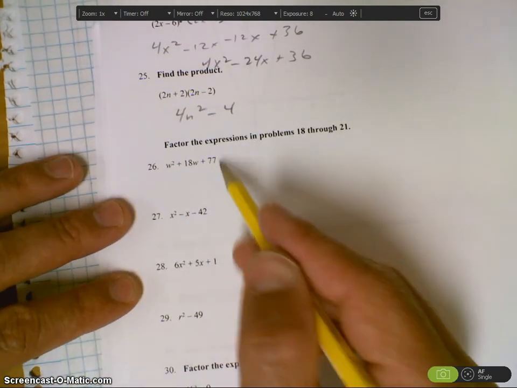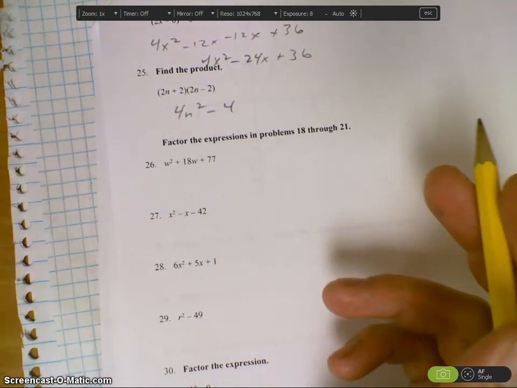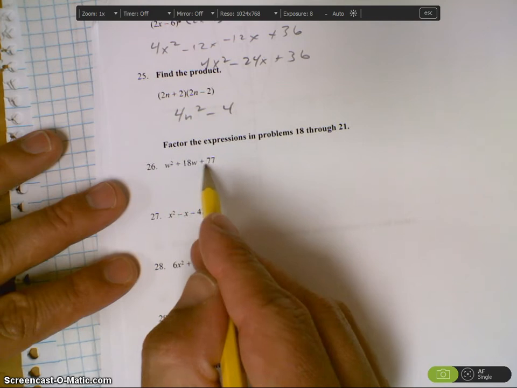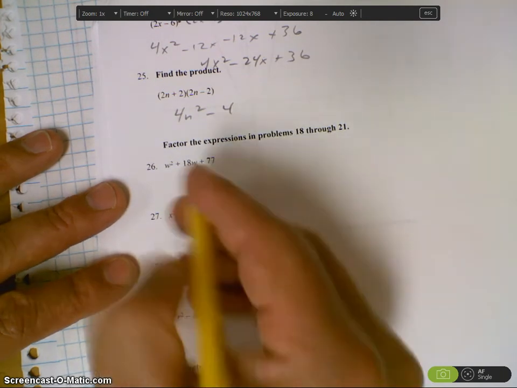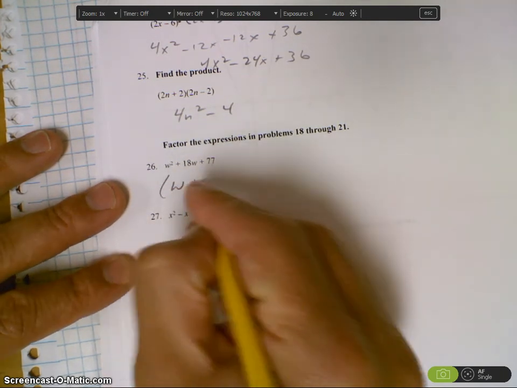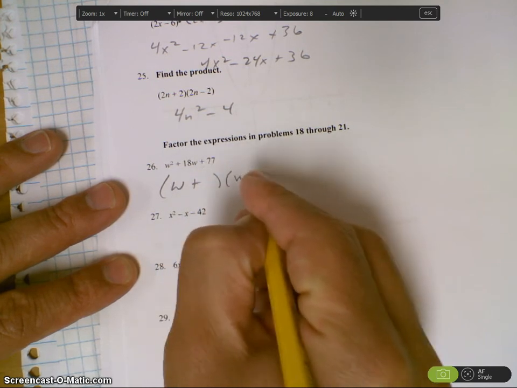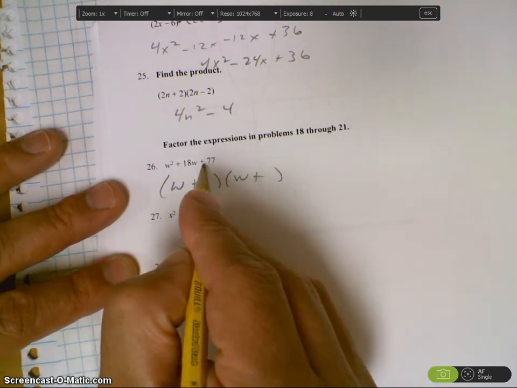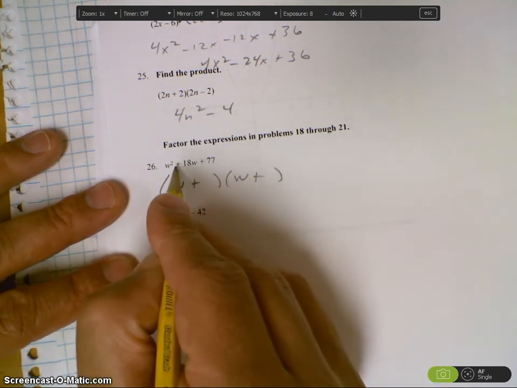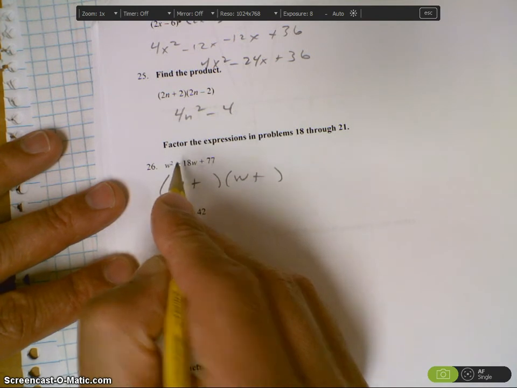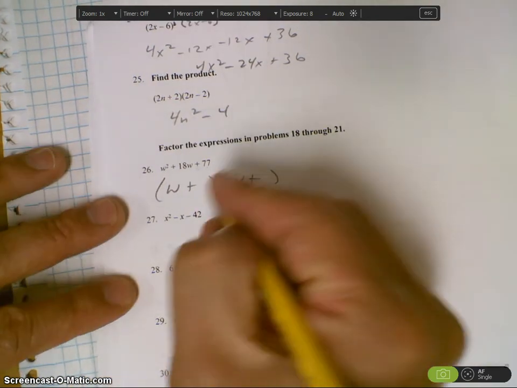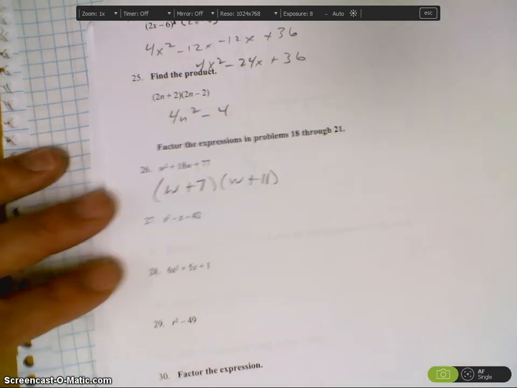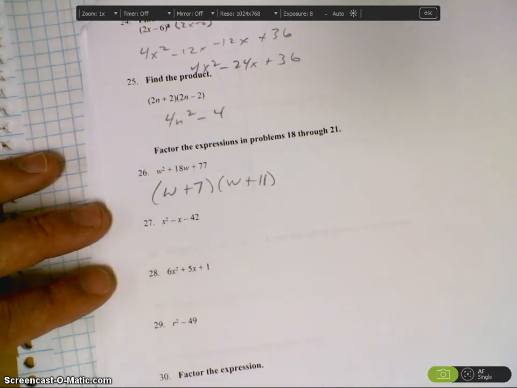Factoring, Chapter 9. So these don't equal 0. We just have to factor them. So I'm looking for factors of 77 that add to give me 18. I know the factors are the same sign because the c value is positive, and then that means they're both positive because the b value is positive. So factors of 77 that add to give you 18. 7 and 11 give you 18, and that's the answer.